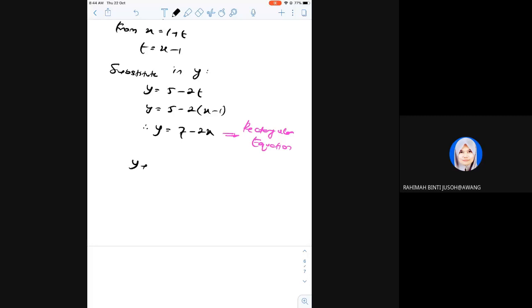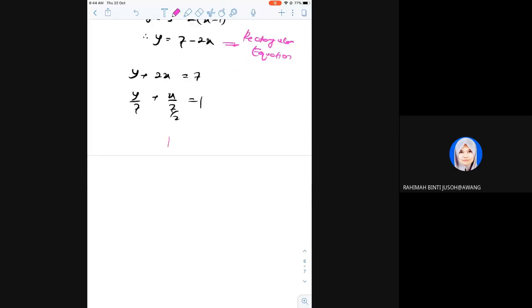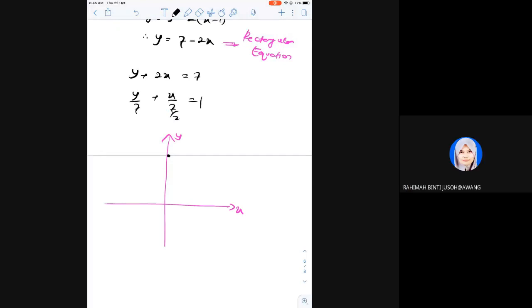Okay, so now very simple, just use the intercept form. Y plus 2x equals to 7, y over 7 plus x over 7 over 2 equals to 1. Straight away you can sketch the graph. Okay, x and y exist. So y equals to 7. Let's say here is 7, x equals to 7 over 2. Okay, now this is the straight line.